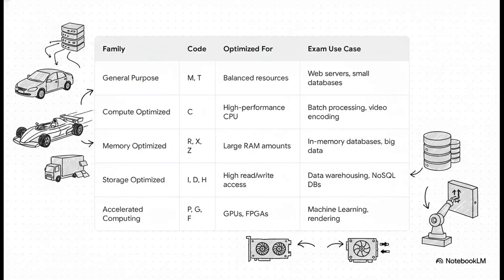Okay, this slide right here, this is exam gold. You really need to know this. Just think in keywords. If an exam question mentions a web server or a small database, your brain should immediately go to general purpose, the M and T families. If you hear batch processing or scientific modeling, that's a job for a compute-optimized C instance. It's the race car of the bunch. See a question about in-memory databases or big data analytics? You should be thinking memory optimized, so R, X, or Z types. The whole game is just matching the workload to the right family.